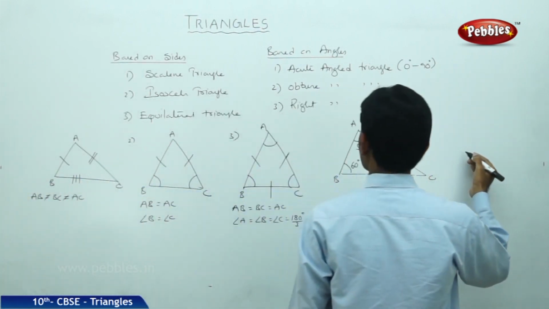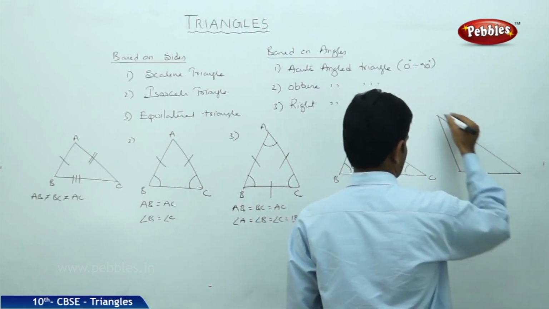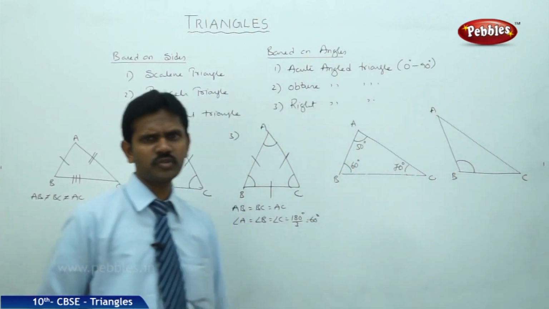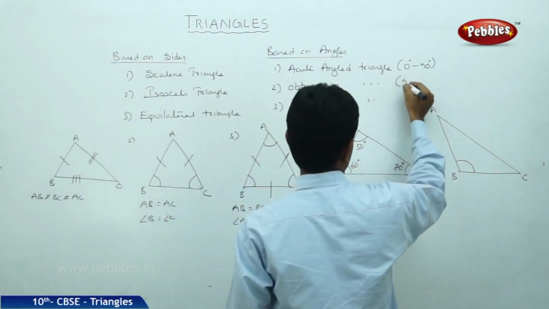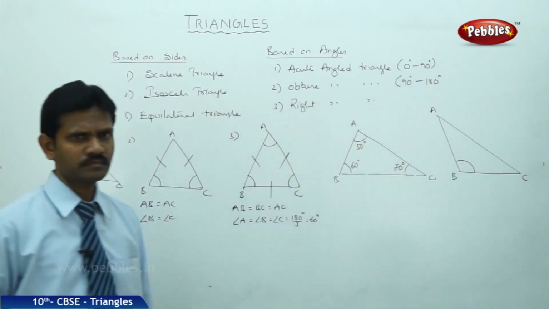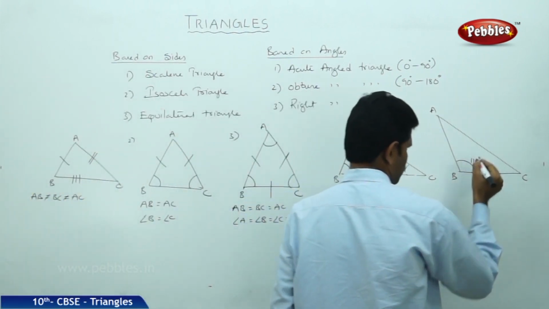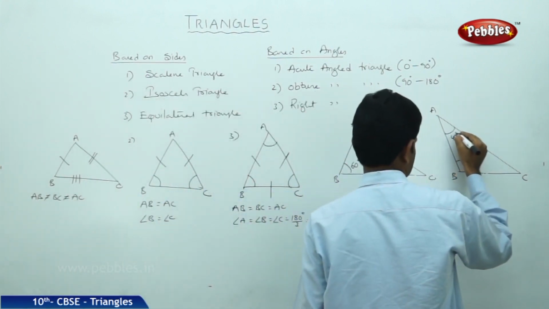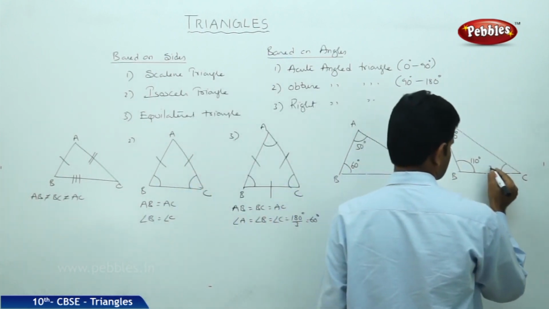Secondly, obtuse angle triangle. That is, a triangle in which one of the angles is obtuse. One of the angles is obtuse means which is between 90 and 180 degrees. Suppose this is 110 degrees. Suppose this is 40 degrees. 110 plus 40, 150, the rest one is 30 degrees.